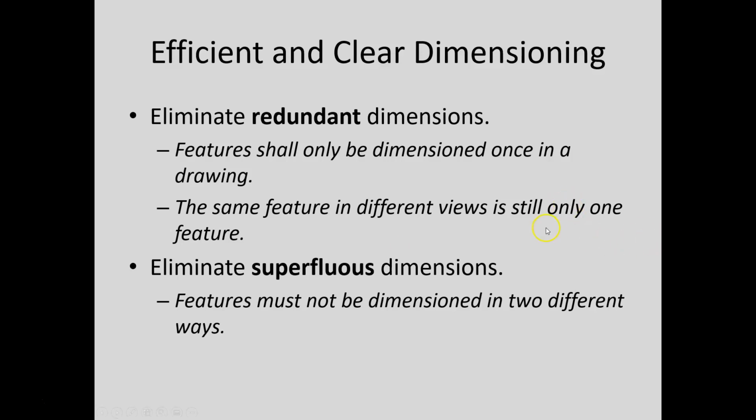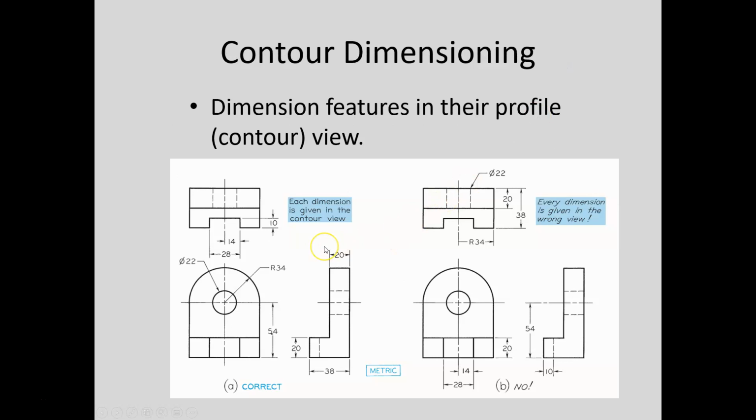So for example, let me go back to this. Okay. So what would be an example of a superfluous dimension? All right. Well, let's say that we leave this 20, even though the 20 is wrong up here. Let's leave this 20 up here and the 38, right? So if I dimension the distance from here to here with an 18, so I end up having a 20 dimension here, an 18 dimension here and a 38 dimension here. That's a superfluous group of dimensions. One of those dimensions is superfluous.